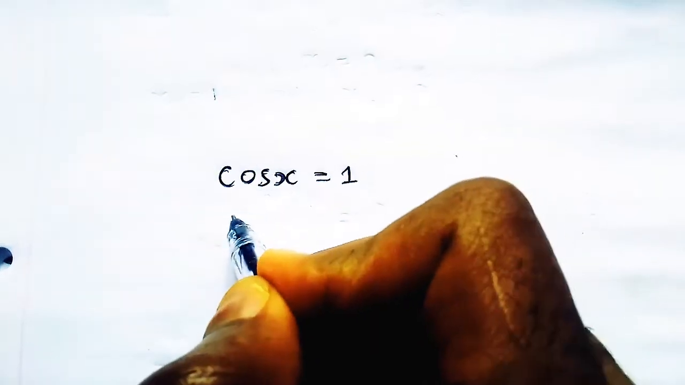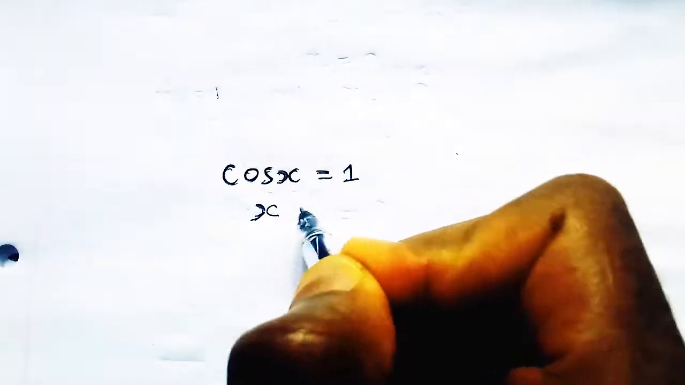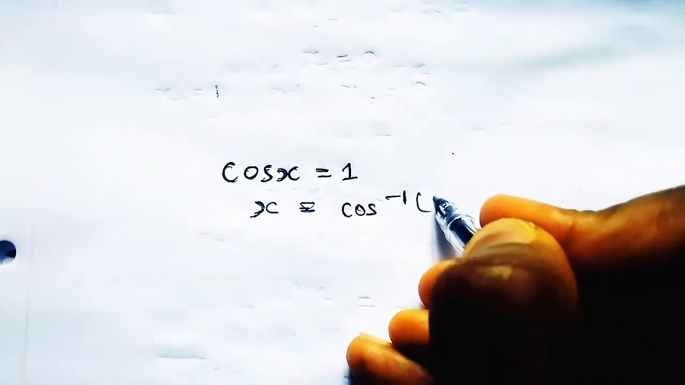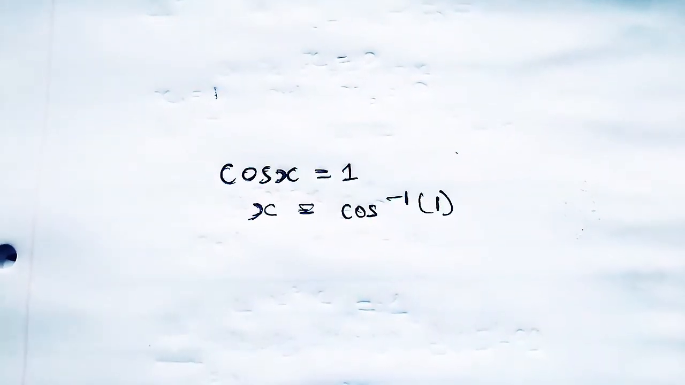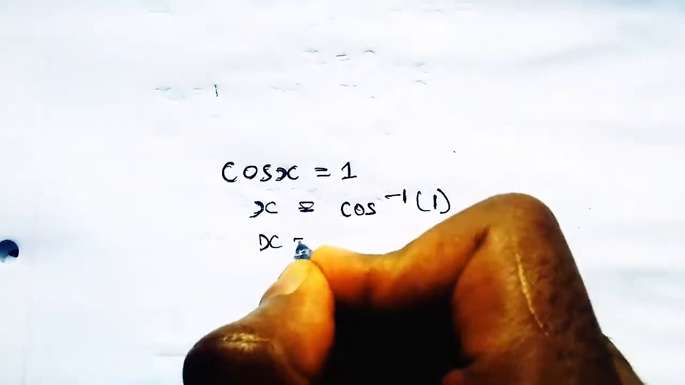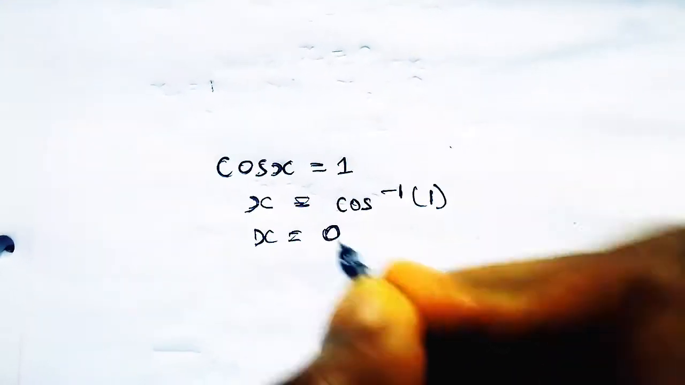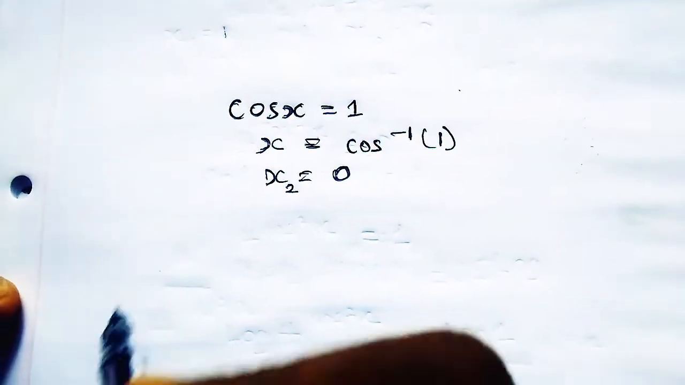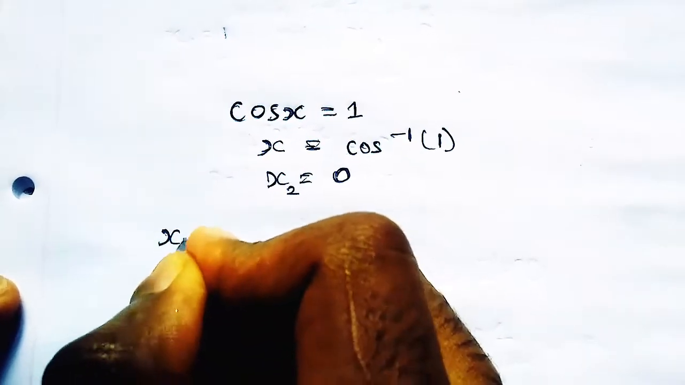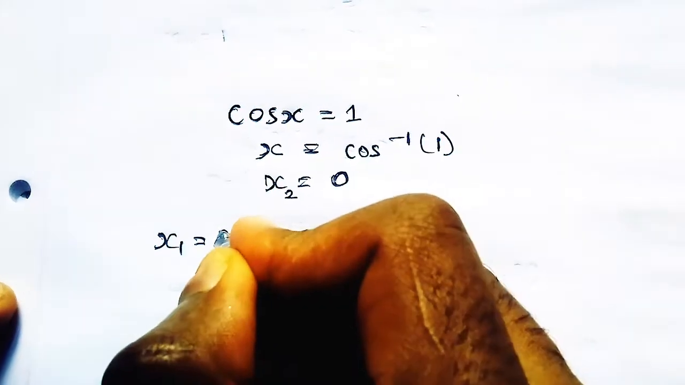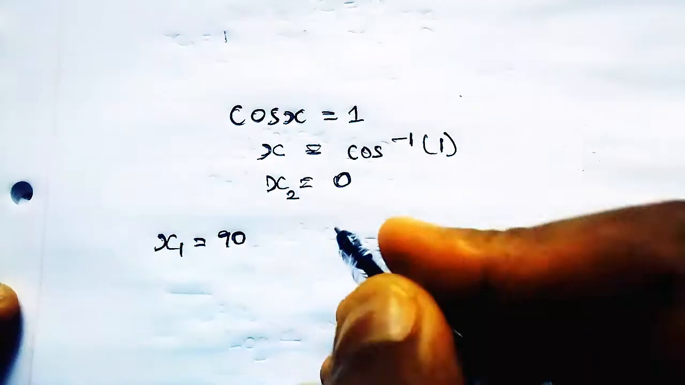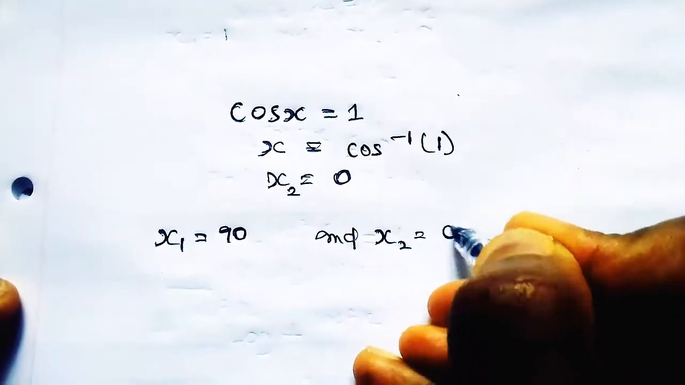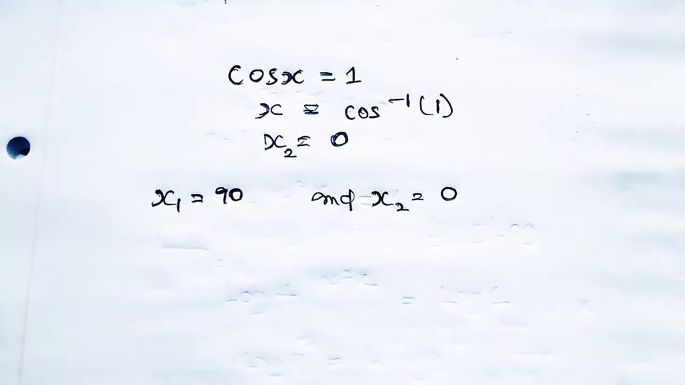So what I can do right here is to say x is equal to cos inverse of 1. And we all know that cos inverse of 1 is equal to 0. So this is my second value of x, call it x2. So we got the two values of x to be x1, which is 90 degrees, and x2, which is 0. So these are my two values of x.